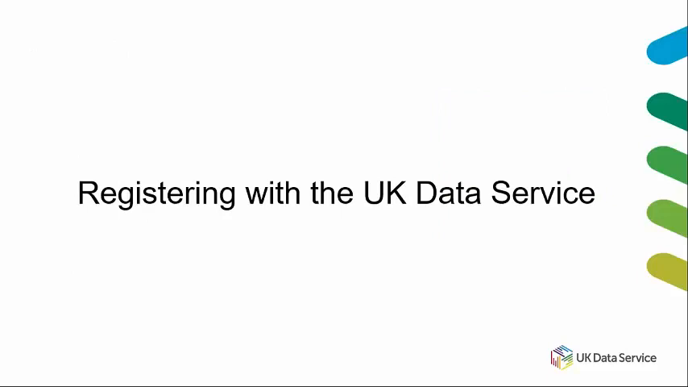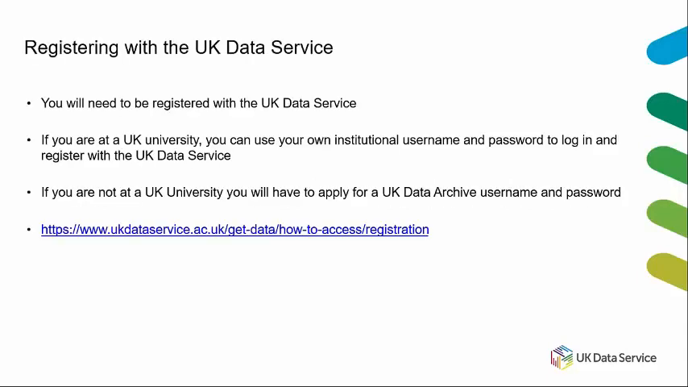So now you know the sorts of data that we hold and the sort of data you can use. We will talk about how you can go about registering with us. So the way you register with us can vary depending on which particular sector you come from. So if you are at a UK university, then you can use your own institutional username and password to register with us and log into the UK Data Service. And this allows you to access our data right away.